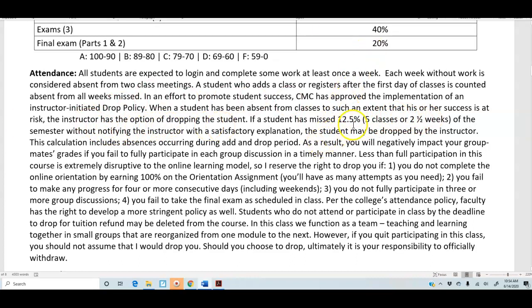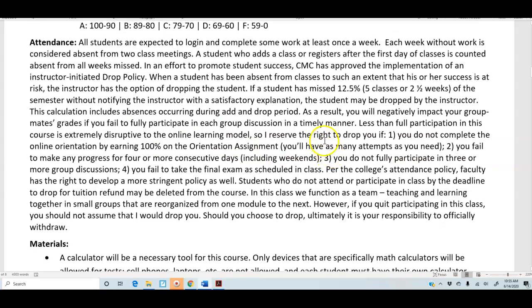If a student has missed 12.5%, 5 classes, or 2.5 weeks of the semester without notifying the instructor with a satisfactory explanation, the student may be dropped by the instructor. This calculation includes absences occurring during add and drop period. As a result, you will negatively impact your group mates' grades if you fail to fully participate in each group discussion in a timely manner. Less than full participation in this course is extremely disruptive to the online learning model.